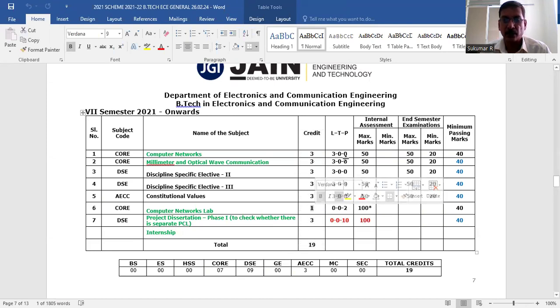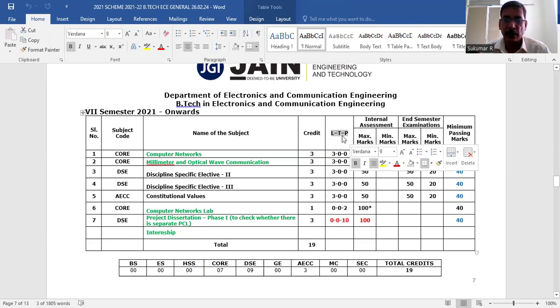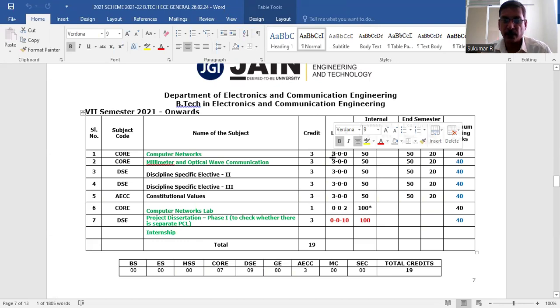Then you have the number of hours that is allotted for each of these courses per week that we have shown here. So at the top, you can see this LTP column. LTP means lecture, tutorial, and practical hours. So the first number indicates the number of lecture hours per week. So for computer networks theory course, you have 3 theory hours.